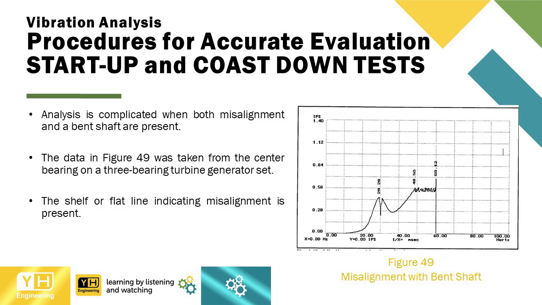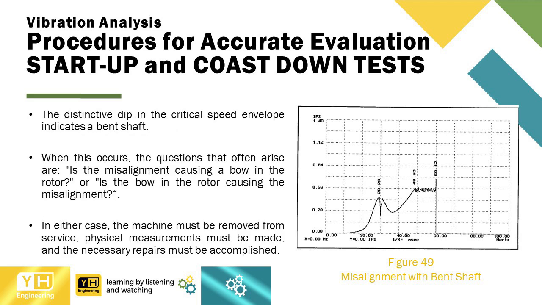Analysis is complicated when both misalignment and a bent shaft are present. The data in Figure 49 was taken from the center bearing on a 3-bearing turbine generator set. The shelf or flat line indicates misalignment is present. The distinctive dip in the critical speed envelope indicates a bent shaft. When this occurs, the questions that often arise are, is the misalignment causing a bow in the rotor, or is the bow in the rotor causing the misalignment? In either case, the machine must be removed from service, physical measurements must be made, and the necessary repairs must be accomplished.